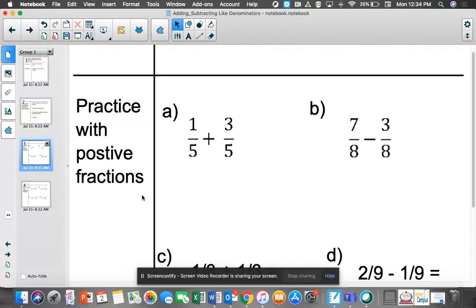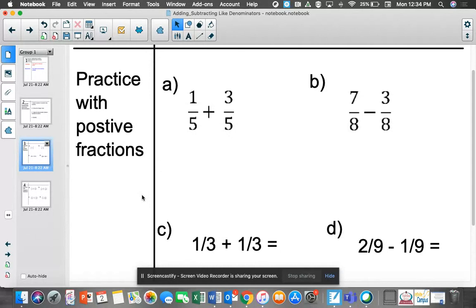Next, I am going to practice with you and show you how to do this. On letter A, we see the numerator is 1. The denominator is 5 in this fraction. The second fraction, or second part of this problem, 3 is the numerator, 5 is the denominator. So the first step, like in slide 2, it says add the numerator. So we're going to take both numerators. 1 plus 3, we get 4.